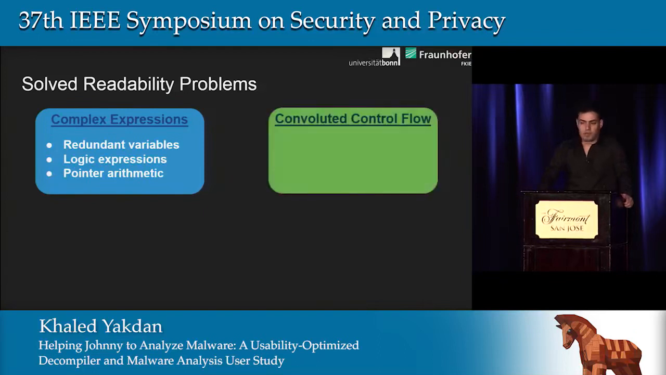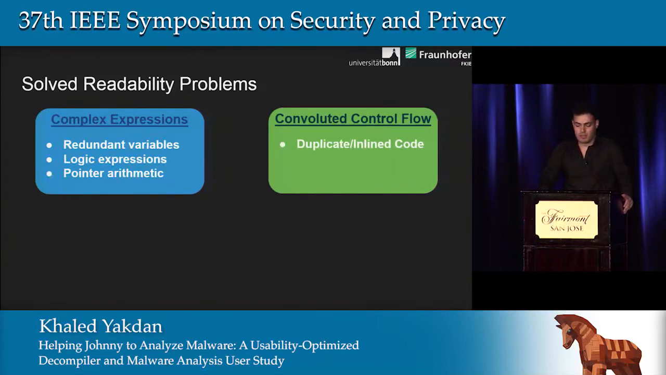The second problem was the convoluted control flow. So in general, the readability of a program depends on the simplicity of its control structure. And we found several problems related to that in the decompiled code.